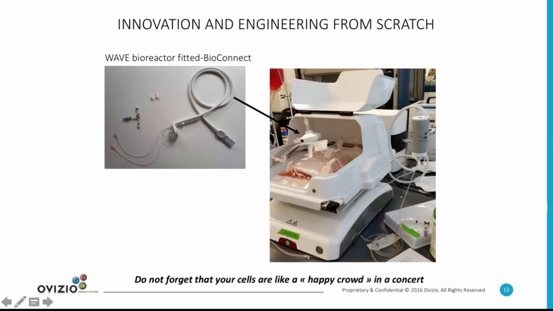So this is what we have done. We have adapted the BioConnect to fit the wave bioreactor. And on the images, you can see the very first prototype. It has been engineered a little bit further by now. But the main question was, does it work? The answer is yes, it works. So we can, as of now, connect to, I'm not going to say all cell culture vessels, but at least to most of them, and at least to the very relevant ones.